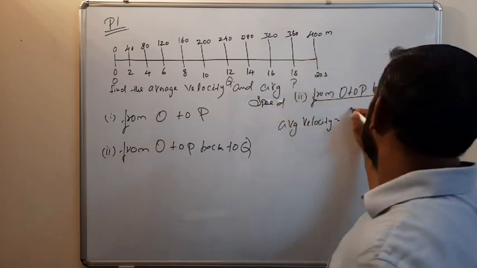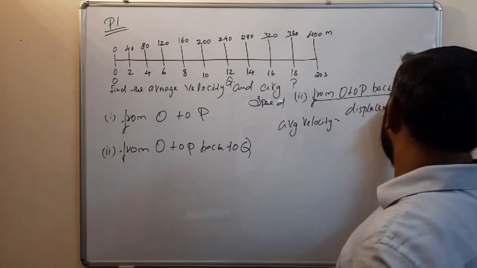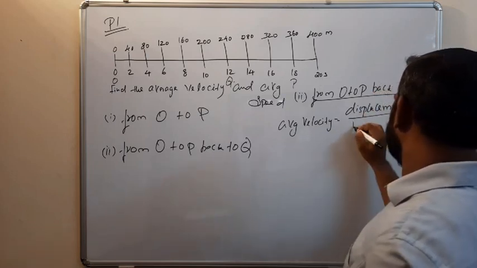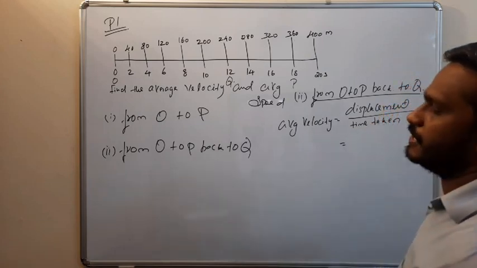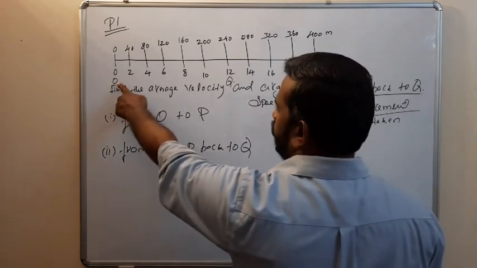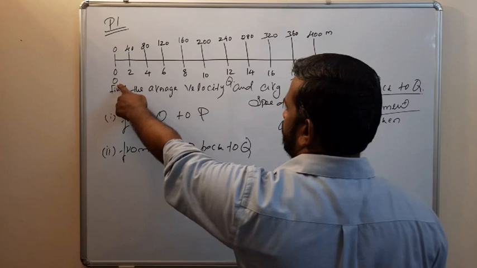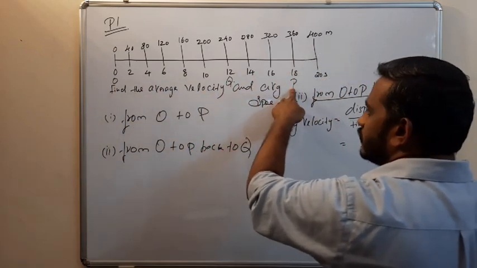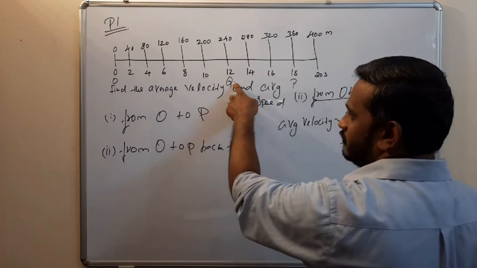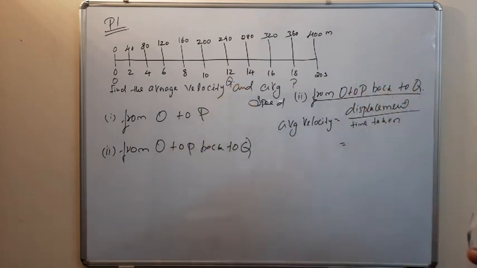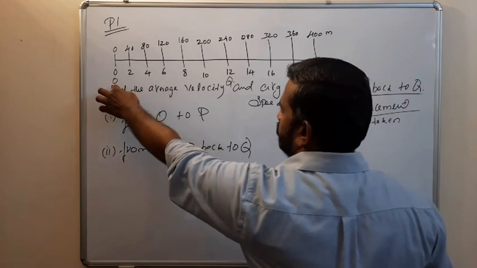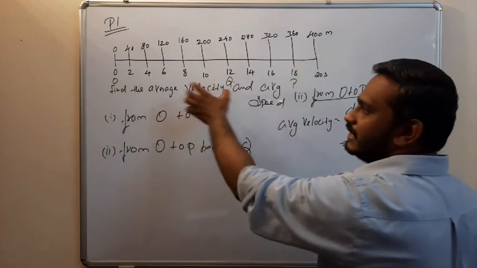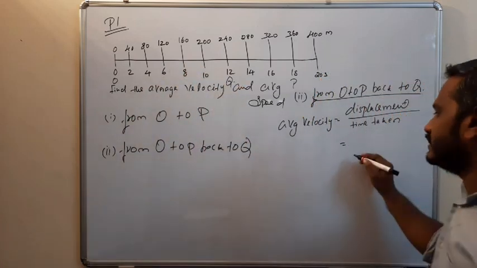Average velocity is equal to displacement by time taken. Displacement, in this case: the car starts the journey from O to P and then goes back to the point Q. So what is the displacement? Displacement is the shortest distance between the starting point and the ending point. The initial point is O and the final point is Q. So that is the displacement.